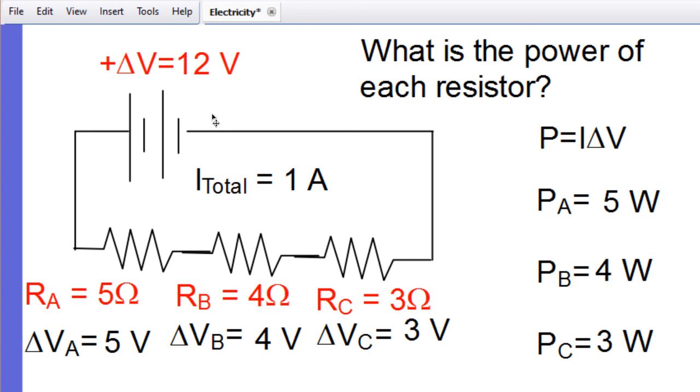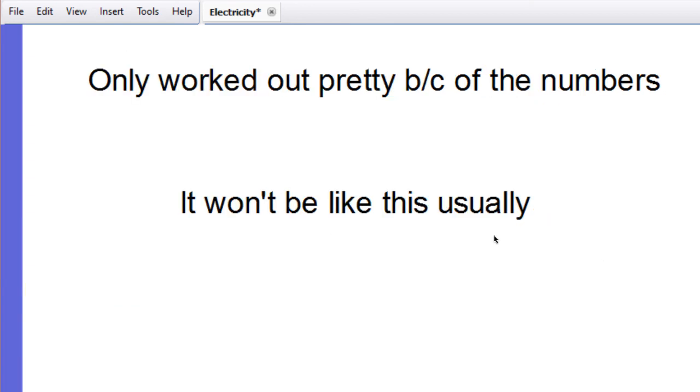Remember, an amp is a coulomb per second. A volt is a joule per coulomb. So when you multiply those two things together, you get watts, or joules per second. Now, all of these numbers were really, really easy, no calculating needed, because I chose the numbers to specifically be easy. Most of the time, the current won't be 1, which makes the math a little bit more complicated. But, hopefully, you got the idea.